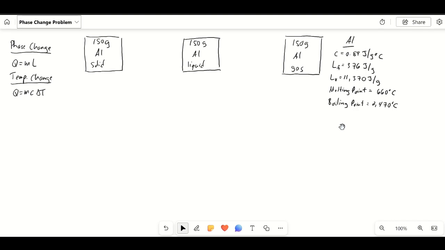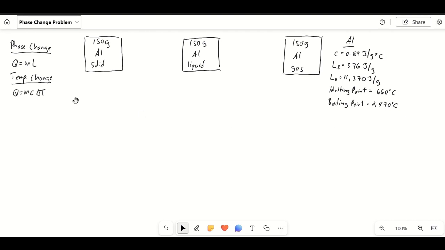For this problem, we've got a 150 gram piece of solid aluminum, and we want to figure out how much heat energy is required to vaporize it, to essentially turn it into a gas. So we have to go from a solid to a liquid to a gas. Over here on the side, I've listed information that we need about aluminum.